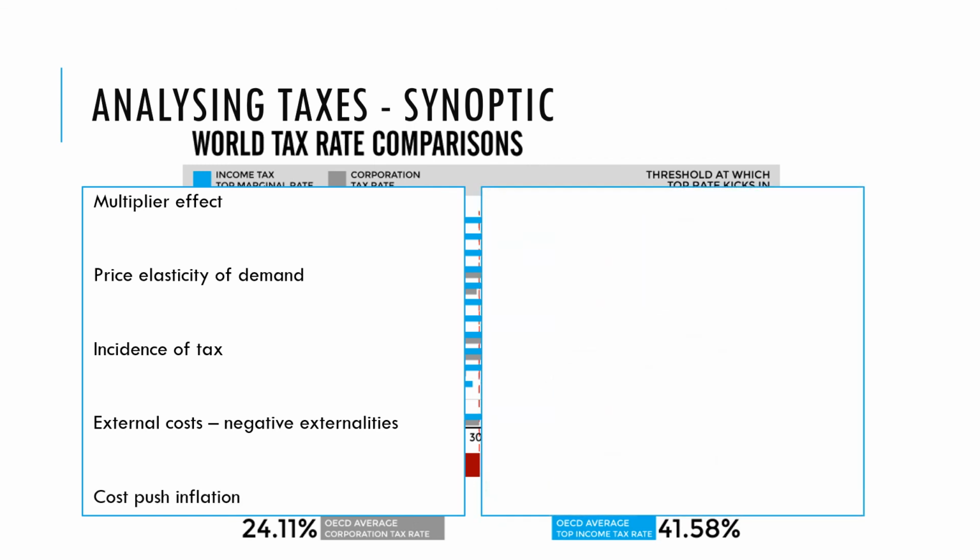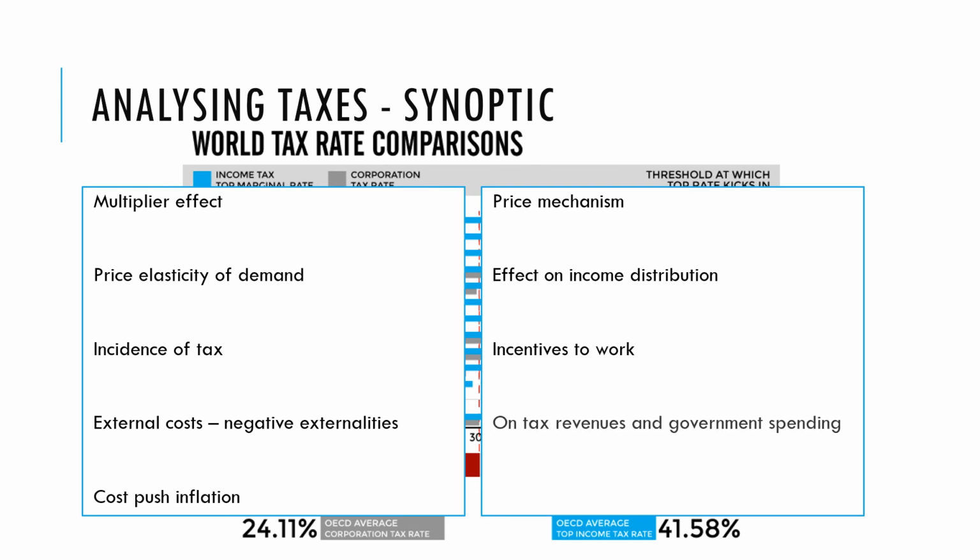Taxes might lead to cost-push inflation. Taxes distort the functioning of the price mechanism. Taxes have an effect on income distribution. Taxes have an important impact on the incentive to work. Taxes obviously have an impact on the government's budget position, and generally speaking on the level of economic activity. So tax is a very good thing to think about widely when we're looking at this issue in Unit 4.